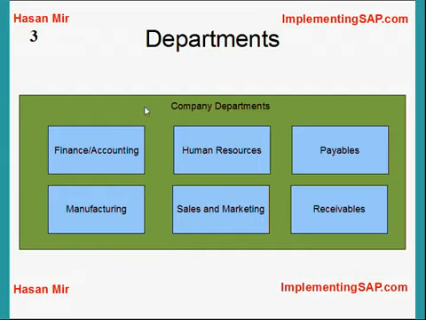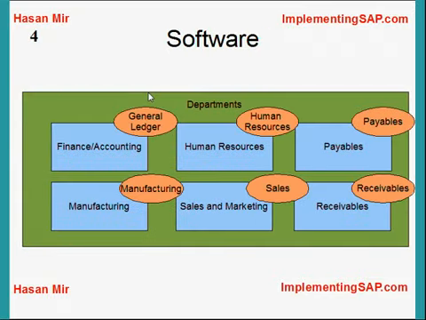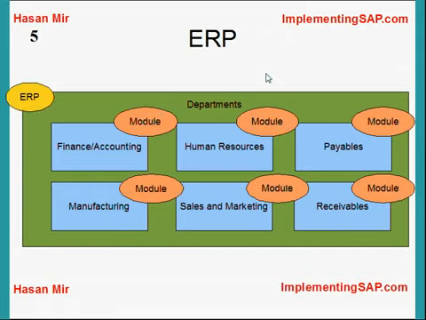Now each department would be using some kind of software to help the department run its day-to-day business. And they can buy software from any vendor. These software packages could be really independent from one another. For example, the finance department might use one software, and the human resources department might use some other software from another vendor. Now, where does SAP come into the picture?